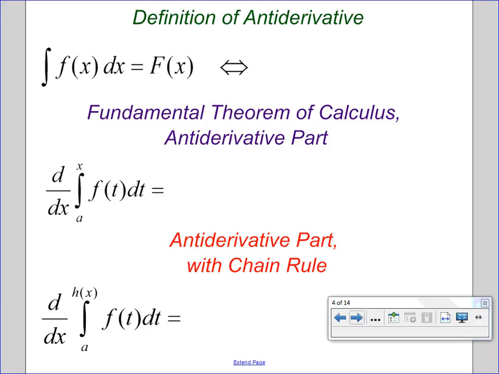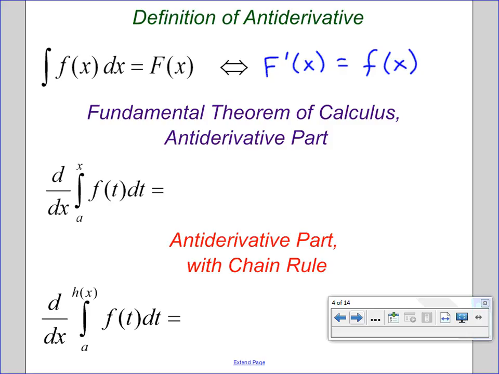We know that big F is an antiderivative of little f if and only if the derivative of big F equals what? Yeah, equals little f. So our definition for the antiderivative: big F is an antiderivative of little f if and only if the derivative of big F equals little f. Well, this then is directly related to the fundamental theorem of calculus.